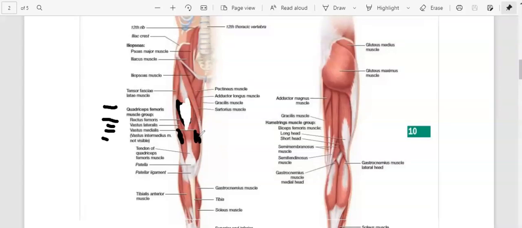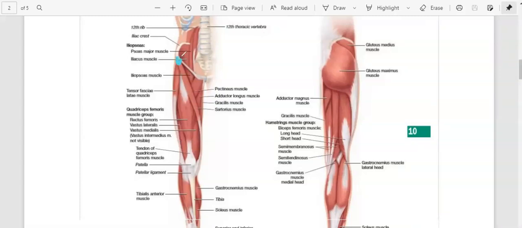So then it will be this one right here, right? Vastus medialis, vastus lateralis, vastus intermedius right here. On top of the vastus intermedius, you're going to have the rectus femoris. So those are the four muscles that you have in your quadriceps. In addition to those four muscles, you're going to have two additional muscles.